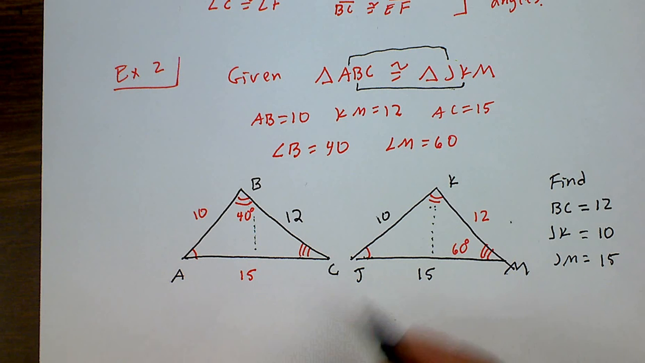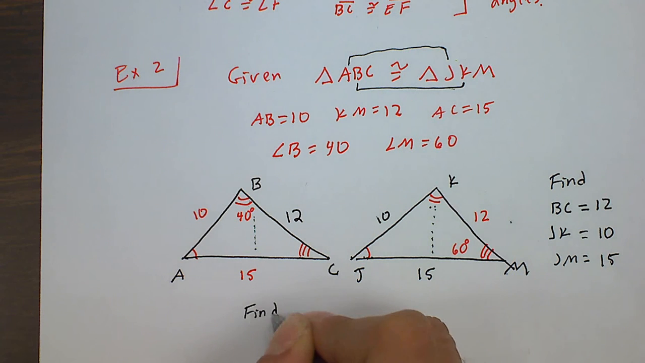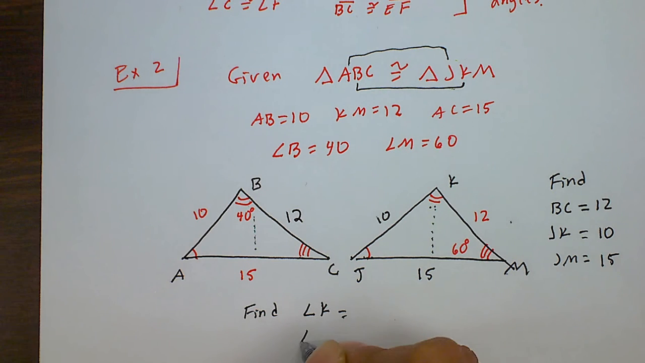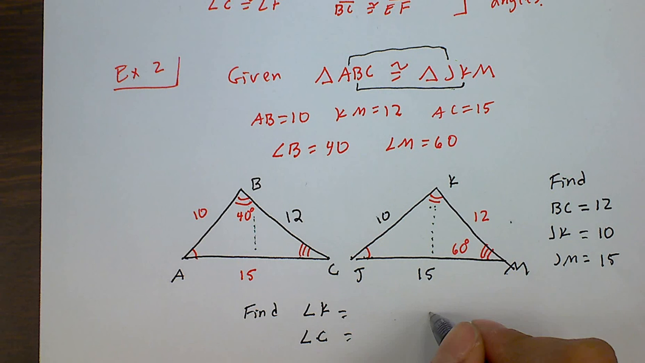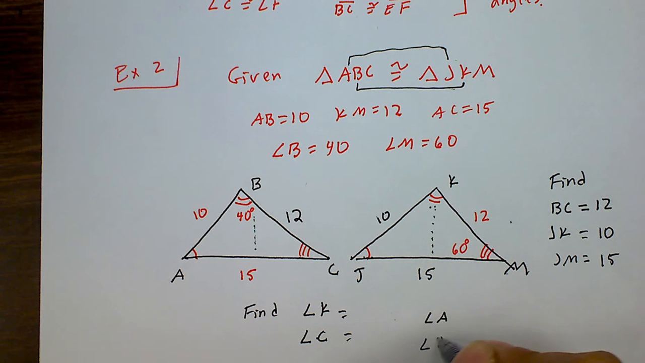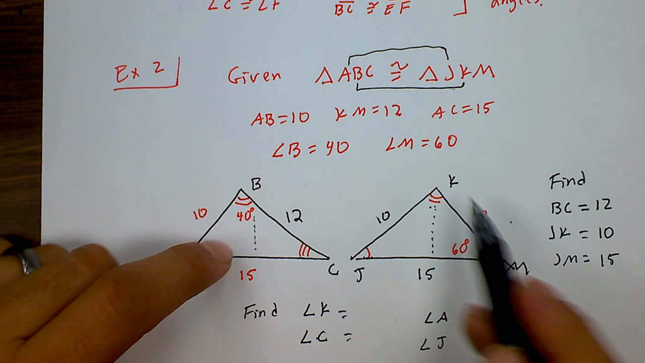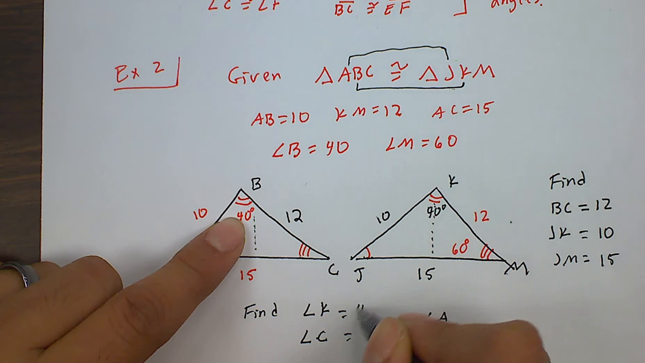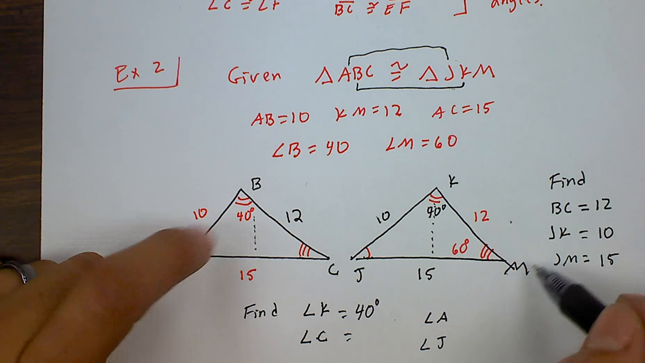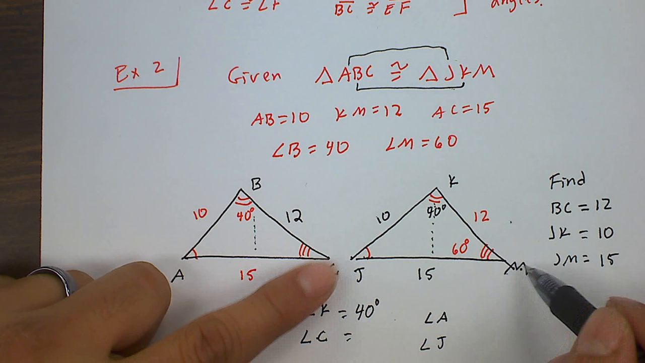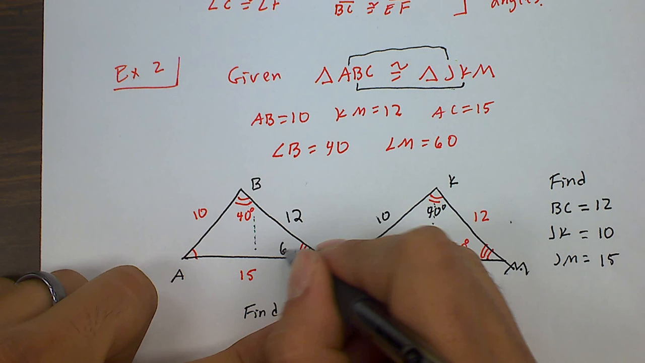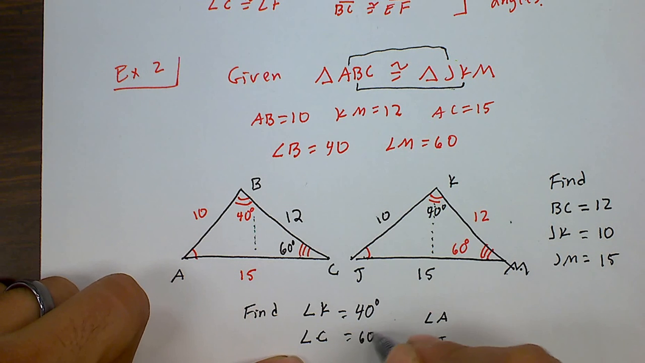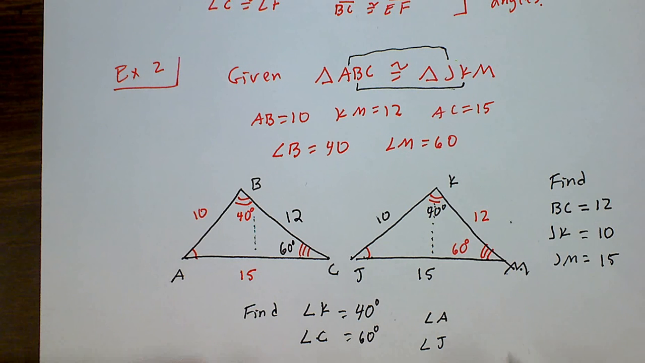Now let's find all the angles. We're going to find angle K, angle M or angle C, and angle A and angle J. Angle K is easy because we know they're congruent, so this one is 40 degrees, which means angle K is 40 degrees. Now, M is congruent to C, M is 60 degrees, therefore C is 60 degrees. Now here's a problem. How do we find J and how do we find A?